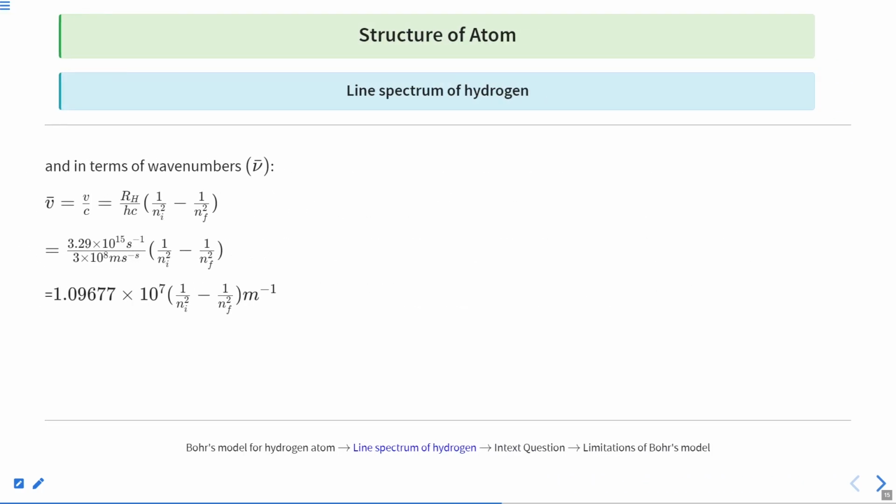Now, as I have told you, you can calculate the wave number also. Just substitute nu equals c by lambda, and you will get this as R_H divided by hc. So we have again divided nu by c on both sides. Nu by c is the wave number, and on the other side hc is divided by c. The value of c is 3 into 10 to the power 8 meter per second. So this will give you 1.09677 into 10 to the power 7. So this is the Rydberg formula.